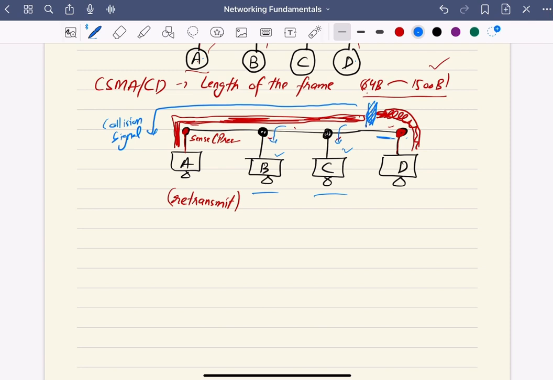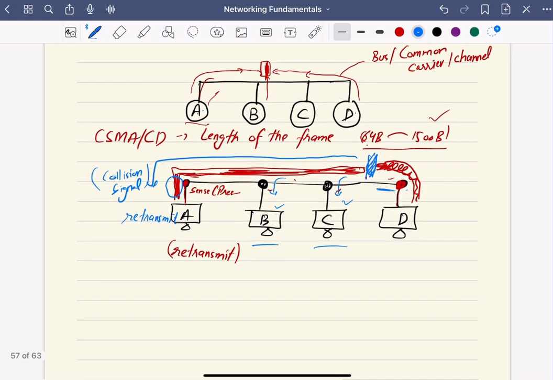But now what happened? There was still some data which A was transmitting, and it got the collision signal. So A knows, I need to retransmit my signal again. Why? Because there was a collision, somebody else was also sending data. D also got the collision signal, because there is still some data to be transmitted, and D knows it has to retransmit. Got it? This is basically CSMA with collision detection, where we have defined the packet length.